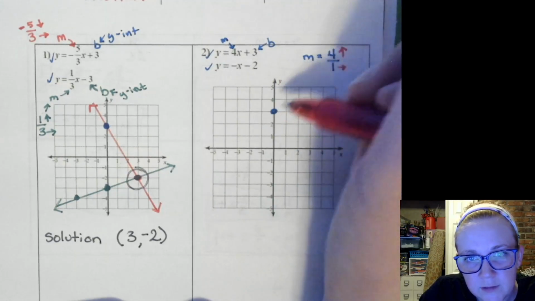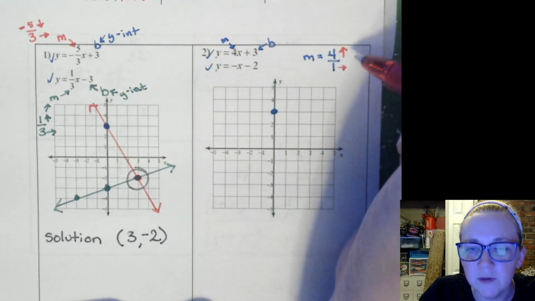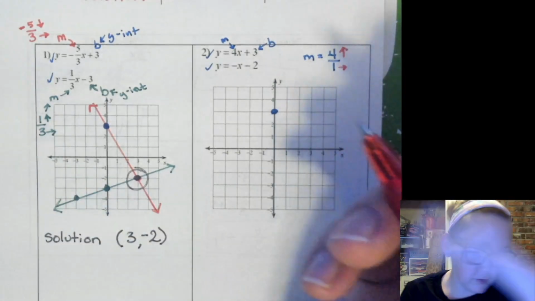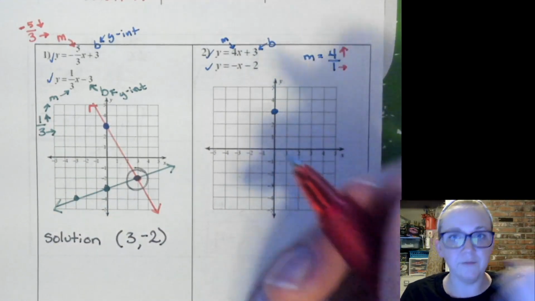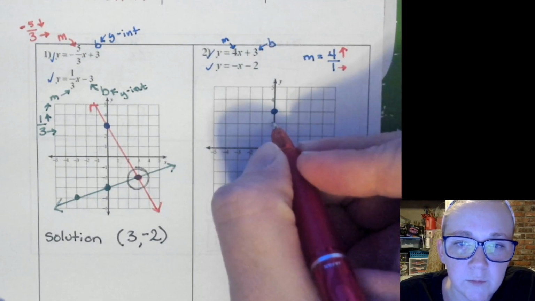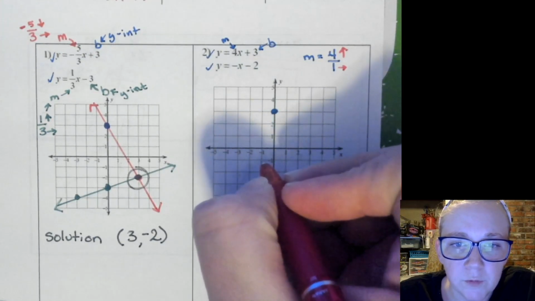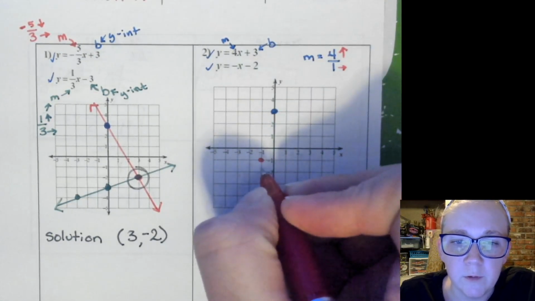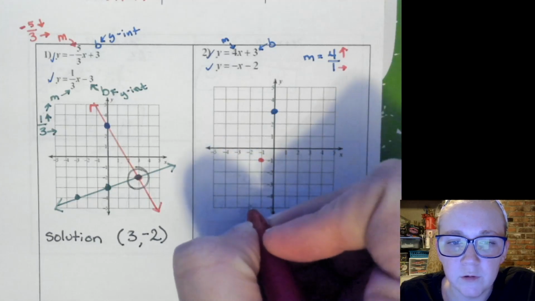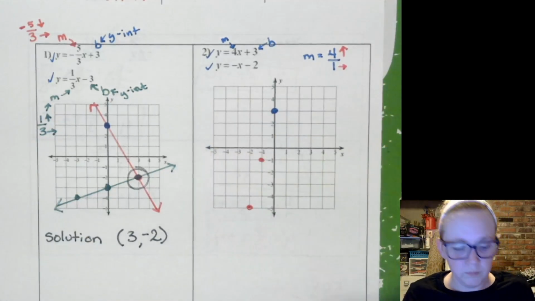So starting from here, we're going to go up 4, right 1. Oh no, it doesn't fit. So again, if you can't go up 4, right 1, do the exact opposite. Go down 4, left 1. Okay, so down 1, 2, 3, 4, left 1, 2, 3, 4. There you go.